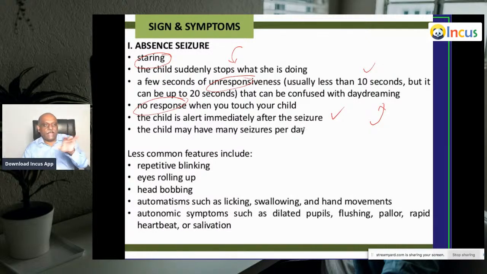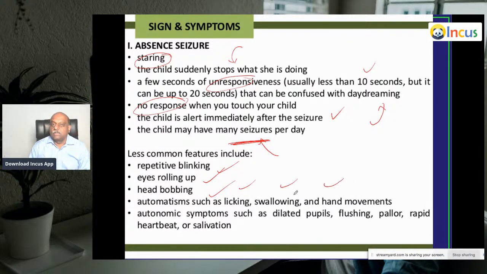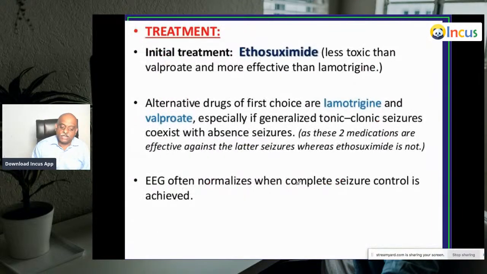So on YouTube, type in search absence seizure. There are a lot of videos of absence seizures. A child may have many seizures. So repetitive blinking, eye rolling up, head bobbing, licking, swallowing, hand movements, or autonomic symptoms like sudden dilated pupils, flushing, pallor, rapid heartbeat, salivation, any of them can be manifestations of absence seizure, is what you should remember.